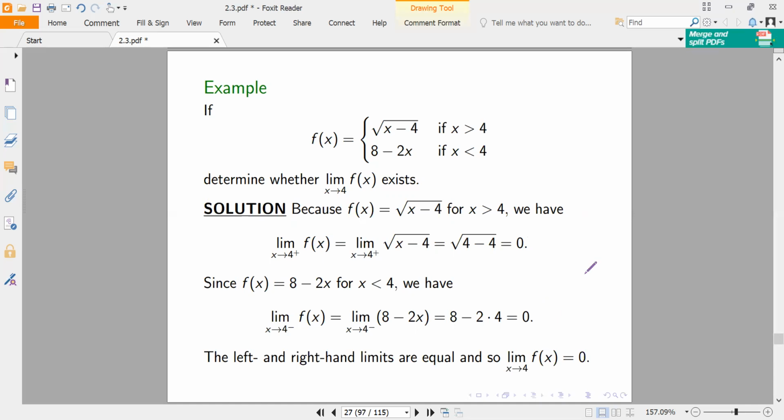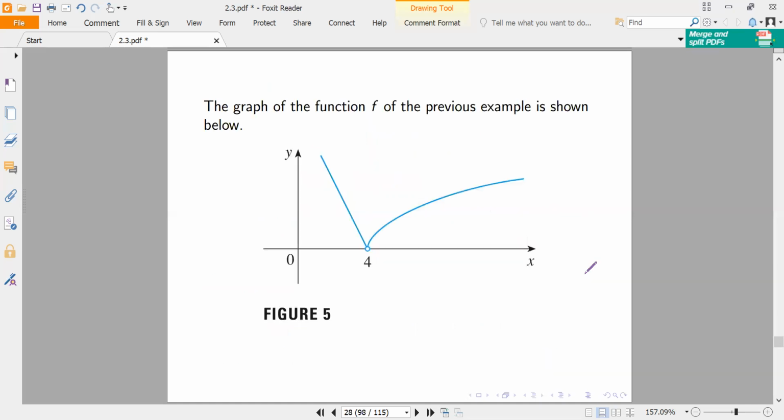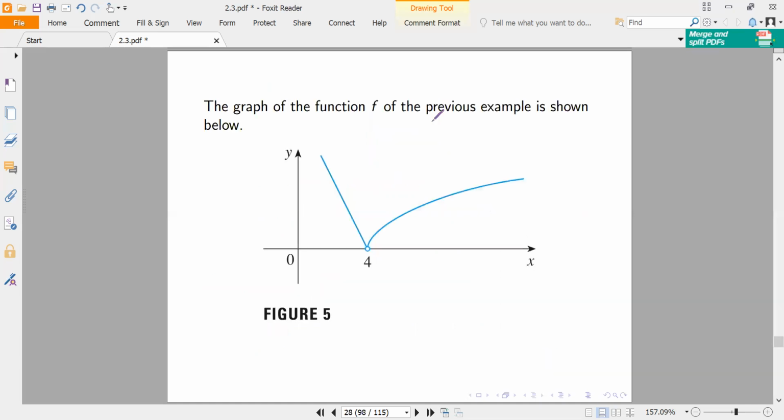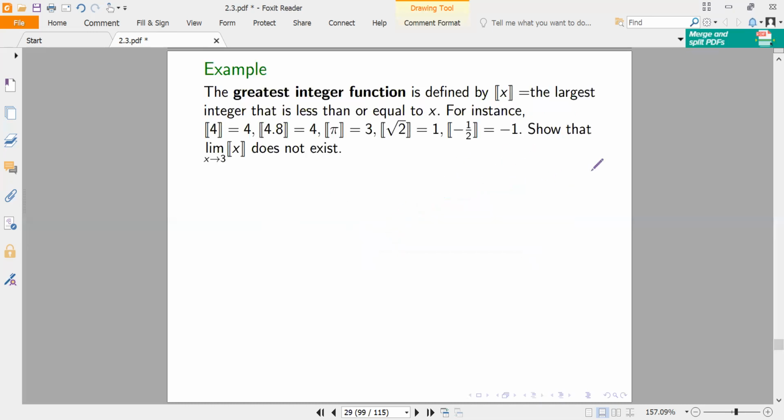I hope that is clear, and that you guys have grasped this so far. You have grasped these limit laws, and this piecewise function, this is how the function looks. Less than 4, a straight line. After 4 is a root function, and this is how the root function looks.